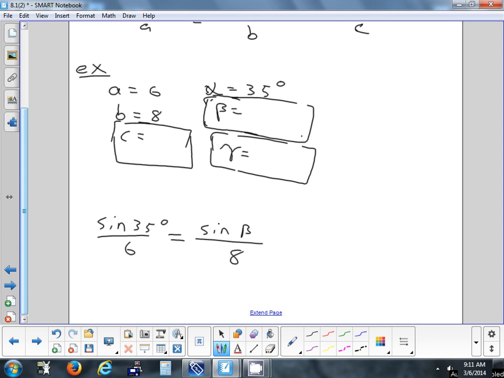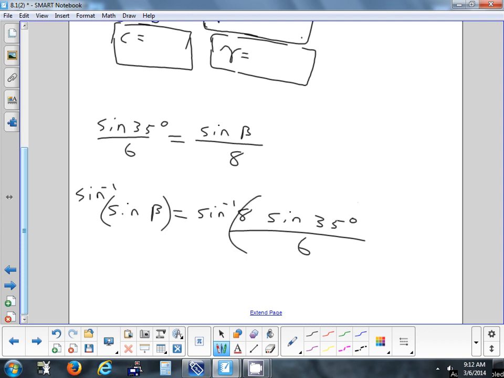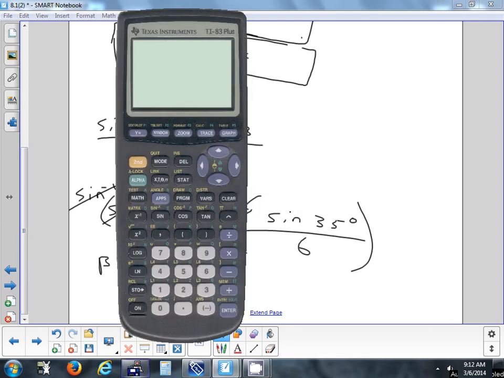Okay. And the variable we're solving for is an argument to a trig function. So anytime you have that, you've got to use inverse trig. Inverse trig can have two answers. So sine of beta is 8 sine 35 divided by 6. Take the inverse sine of each side. Those cancel out. And we'll type that in, and we'll get one answer.